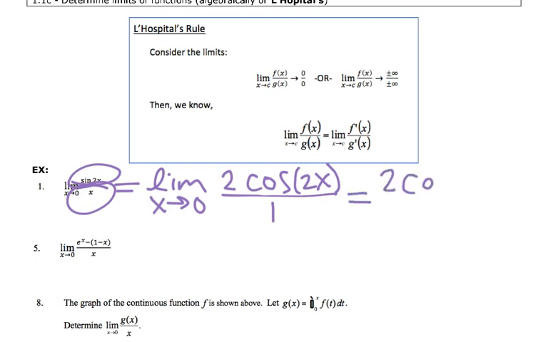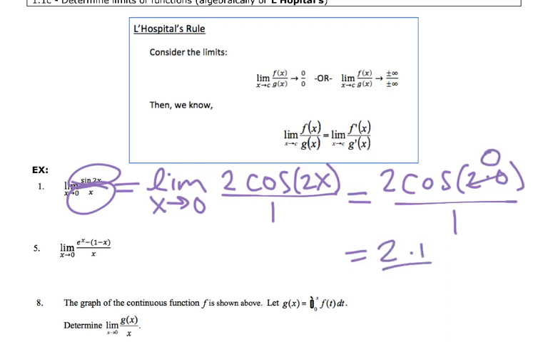So that's what our limit is equal to, and we can now plug in 0. So this is 2 times cosine of 2 times 0 over 1. This just simplifies to 0. What's cosine of 0? It's 1. So this is 2 times 1 divided by 1, which is 2.